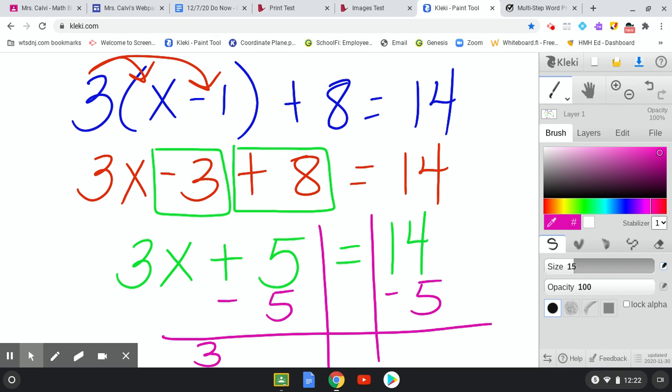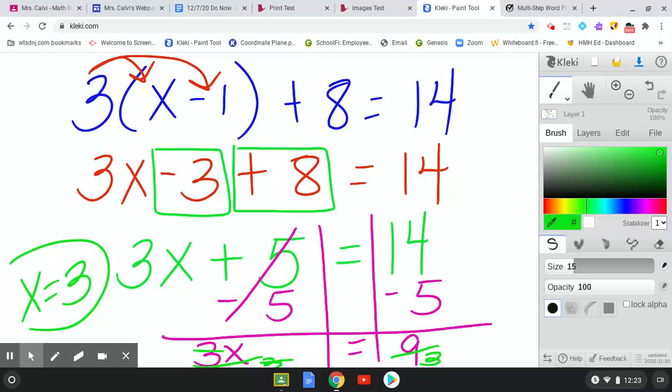I have 3x. These cancel. 14 minus 5 is going to give me 9. And then I need to divide both sides by 3. Running out of room, guys, sorry. So if I divide both sides by 3, these 3's cancel. And then x is equal to 9 divided by 3, where x is equal to 3 here.